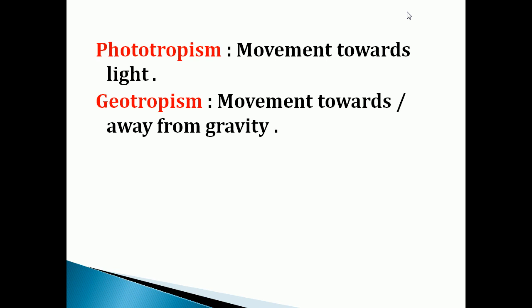Once again I will say, the root of the plant always grows downwards, while the shoot part of the plant will grow upwards, which is away from the earth. This upward and downward growth of shoots and roots in response to the pull of the earth or gravity is called geotropism.